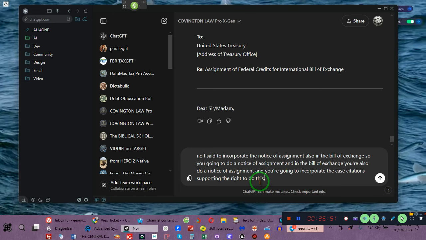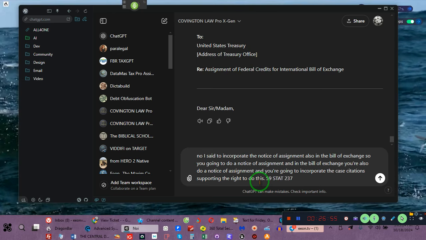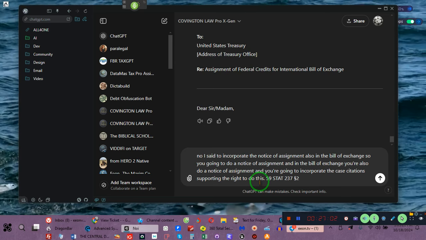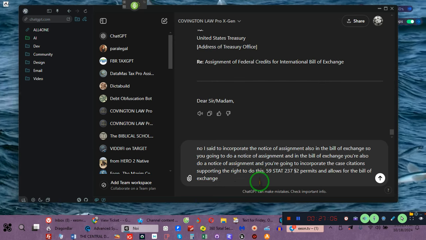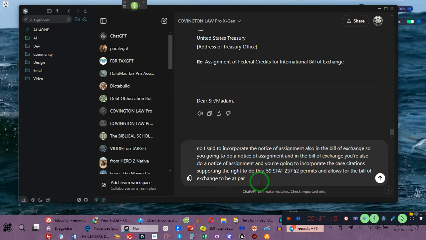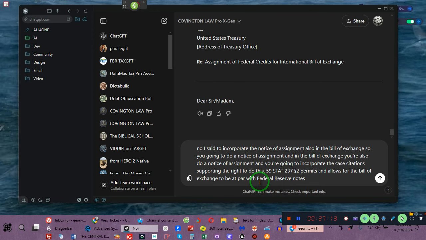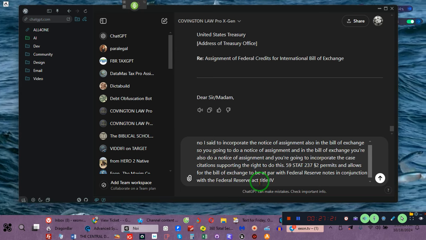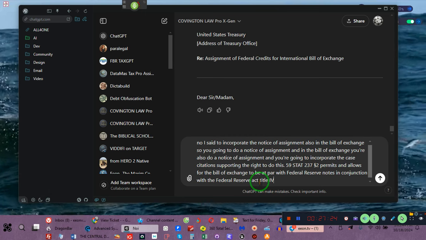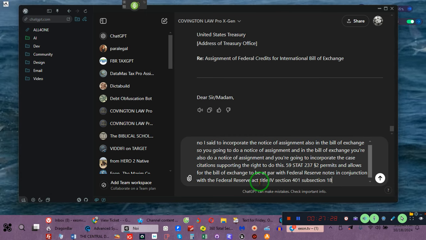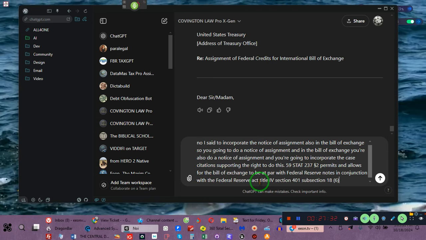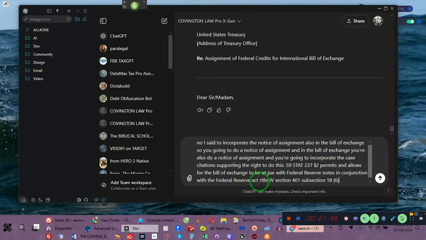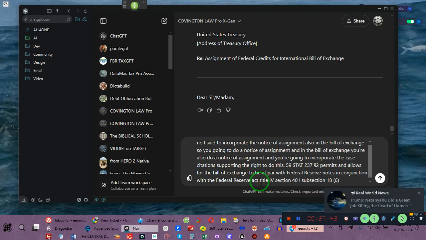Period. 59 Stat. 237, section 2, permits and allows for the bill of exchange to be at par with Federal Reserve notes. In conjunction with the Federal Reserve Act, Title IV, section 401, subsection 18(6), and if they are at par with Federal Reserve notes, they are considered and construed as legal tender for the same purposes as intended by Congress. Exclamation mark.